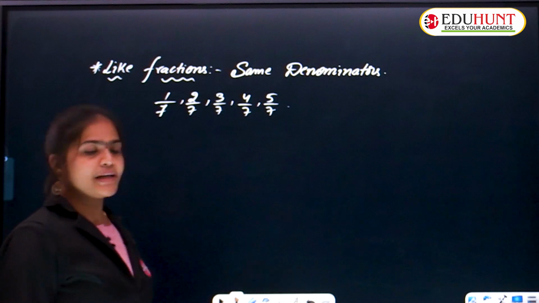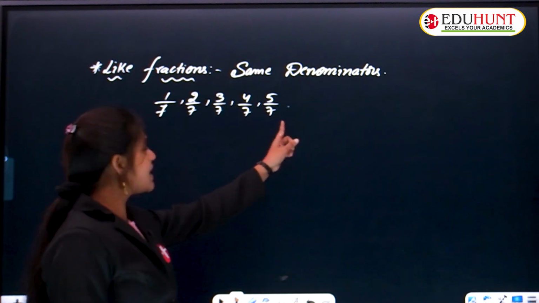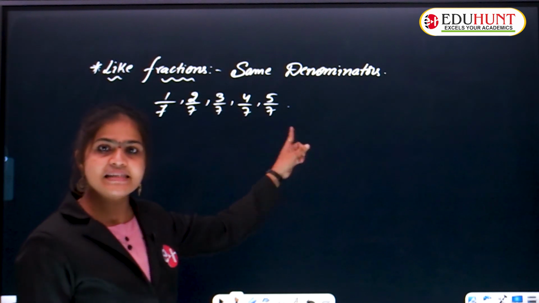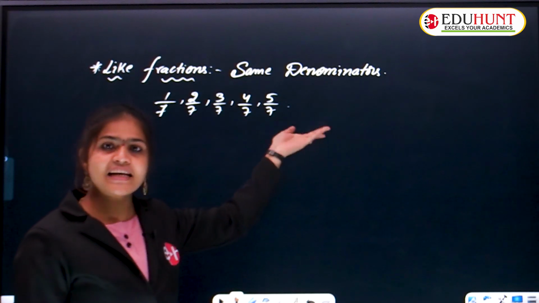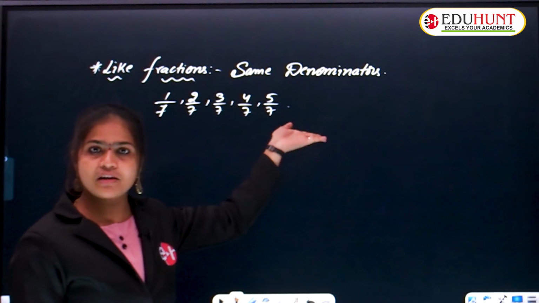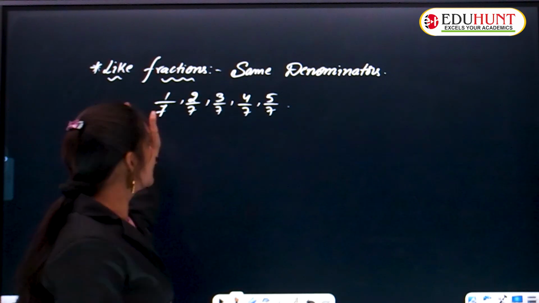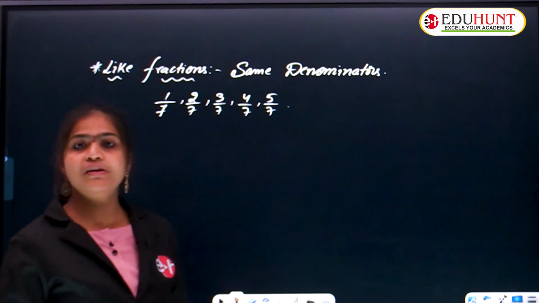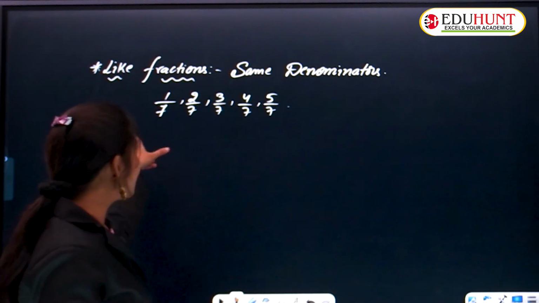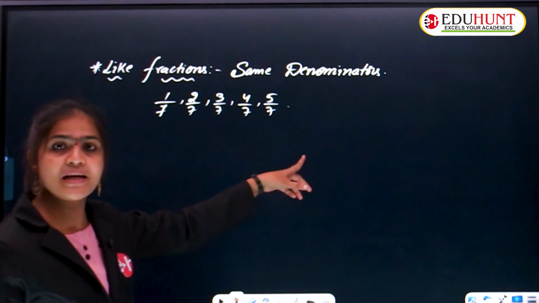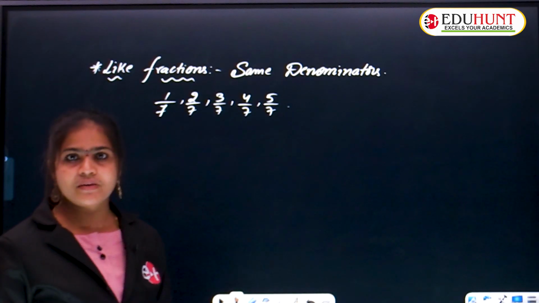Now here, children, all the denominators have the same number, that is 7. Whether the numerators are different, whatever they may be, we should not consider that. We just have to observe the denominators. If the set of given fractions have the same denominators, then we will call them like fractions. Understood?